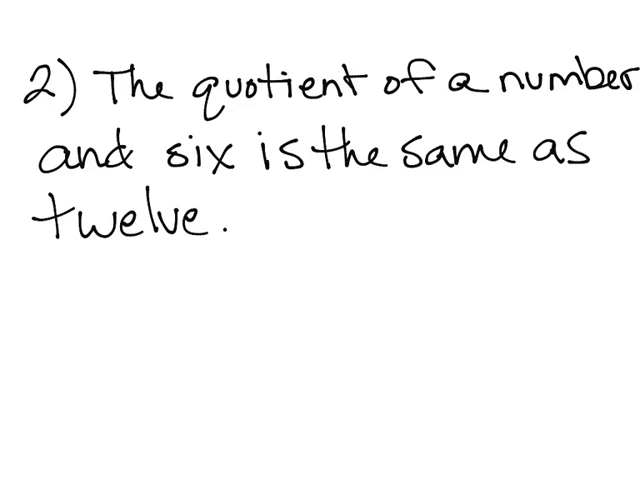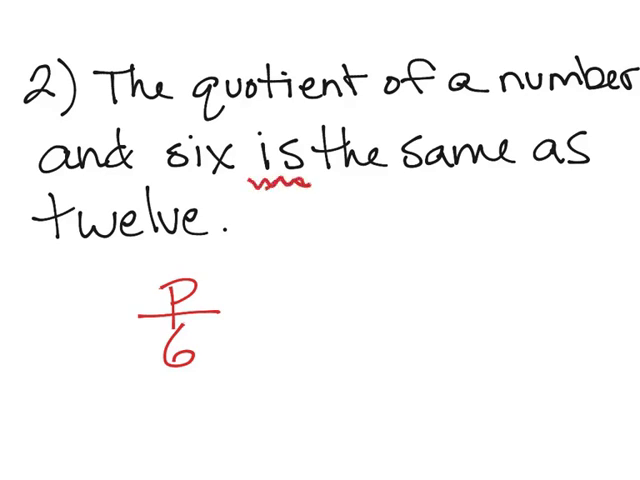Moving on to number 2. The quotient of a number. Same exact thing as number 1, by the way. The quotient. So the quotient is dividing. So the quotient of a number, we don't know what that number is. Let's say that number is P. So the quotient of a number, don't know what it is, and 6, divided by. So quotient of P and 6, we just go in order, is.